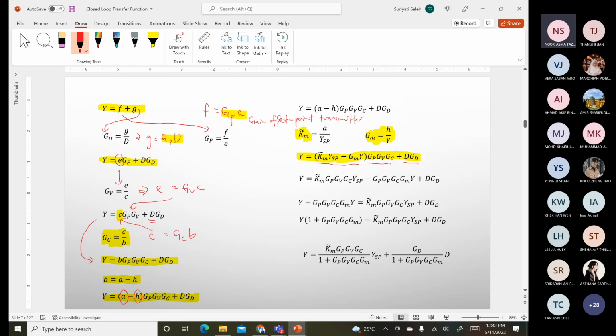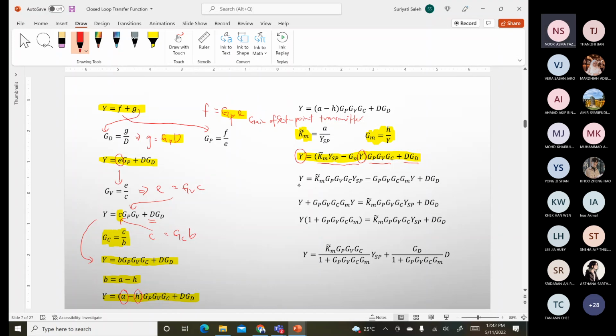So what is next? Then we take a look. Also, you have the Y on the left hand side, and on the right hand side, you have the Y. Of course, this means you can do the factorization. In order to do so, you need to expand the equation first.